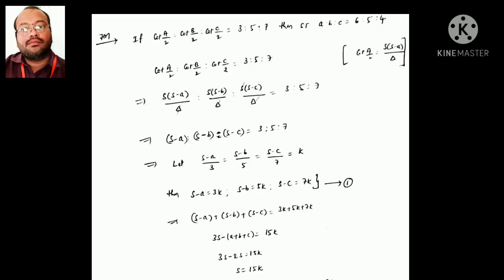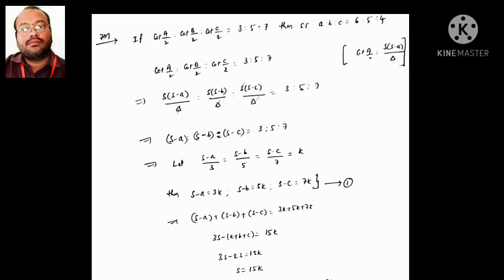Next 7 marks question. Cot a by 2 is to cot b by 2 is to cot c by 2 is equal to 3 is to 5 is to 7 given. Then we want to find out, or we want to show here a is to b is to c is equal to 6 is to 5 is to 4. This is also very important, easy question. We already know cot a by 2 is nothing but s into s minus a by delta. If tan is there, it will be reversed. So wherever cot is there, we replace with that value.